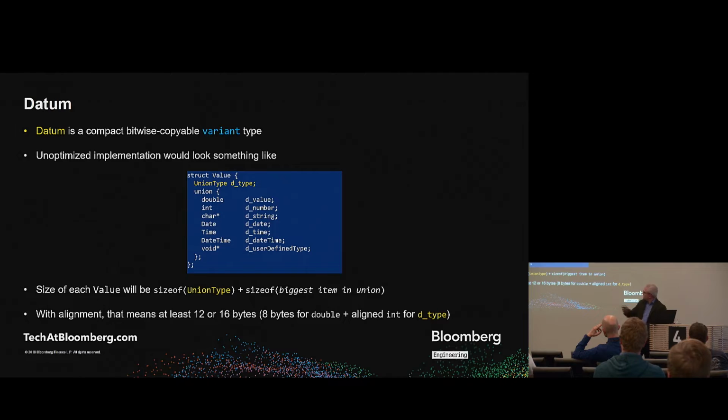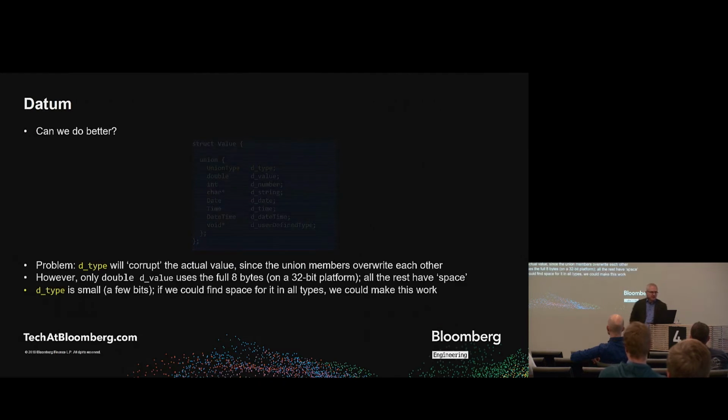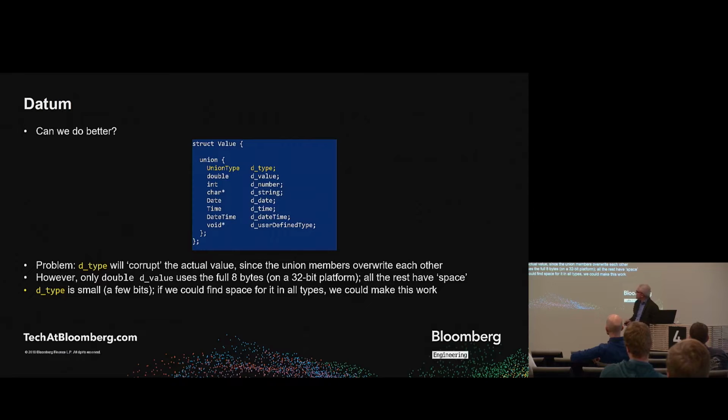So for example, if this is holding a double, then even if type is only a few bits, this thing is probably going to end up being 16 bytes in this kind of implementation because of alignment. So that's, as we've just shown, not ideal. So can we do better? Now, ideally, we'd want to do something like this.